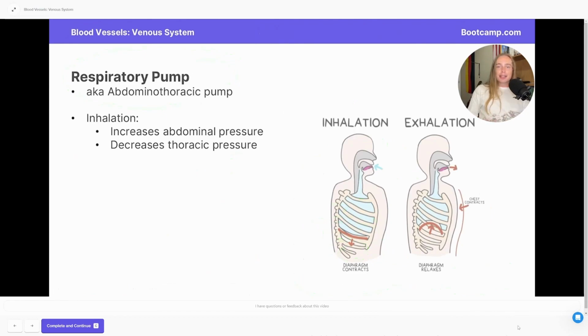Along with an increase in abdominal pressure, we also see that during inhalation, there's going to be a decrease in thoracic pressure. This is useful for two reasons. One, a decrease in pressure is going to cause air to flow into the lungs. And two, there's going to be a negative pressure here that's going to exert a vacuum-like force on the vena cava that's going to help suck blood back into the right atrium.